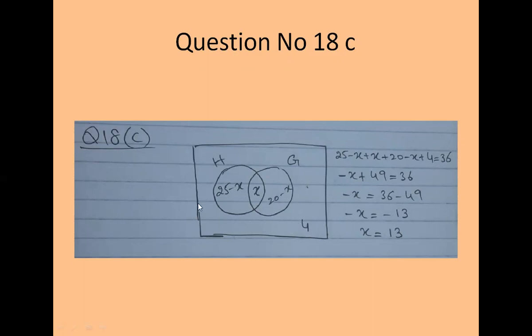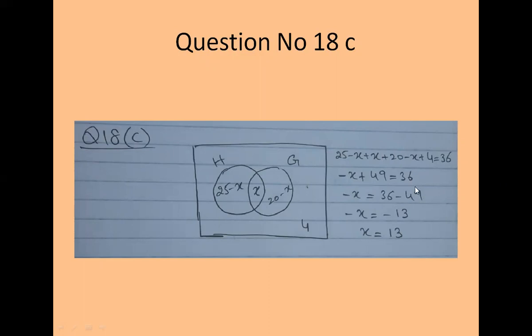Because there are 36 students in total, if I add this, this, this, and this, that should be 36. So you will have 25 minus X plus 20 minus X plus 4 equals 36. Minus X plus X will be cancelled. This minus X will be here. 25 plus 20 plus 4 is 49, equals 36.